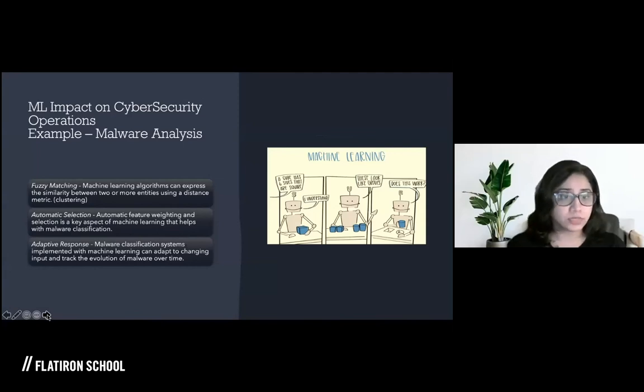Then the second one is automatic selection. Automatic selection is again based on unsupervised learning. How? In unsupervised learning, when you don't have any training data, your machine is learning on its own. So basically, when it is processing any input, it automatically adjusts the weight of every input. For every input that you are providing to your model, it will extract some unique information from that input.